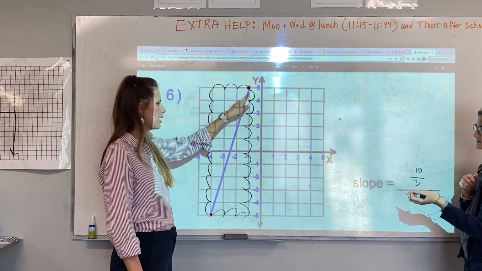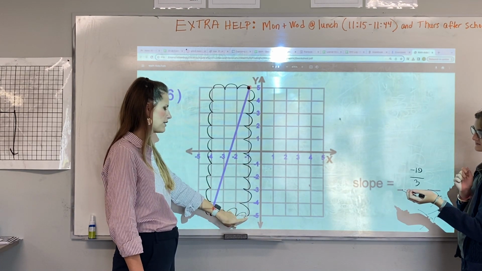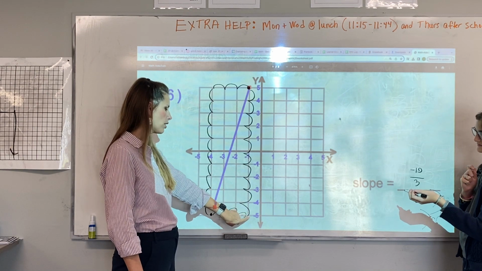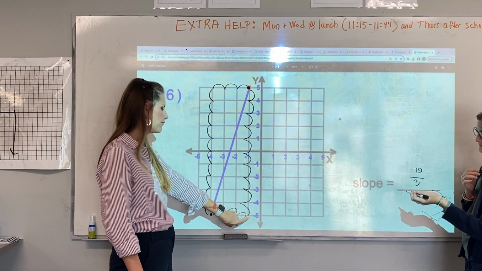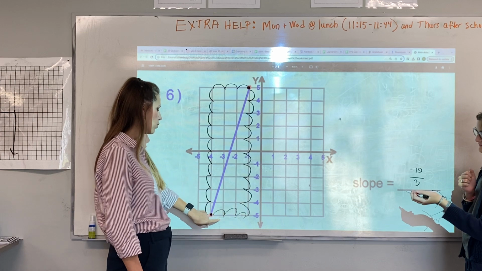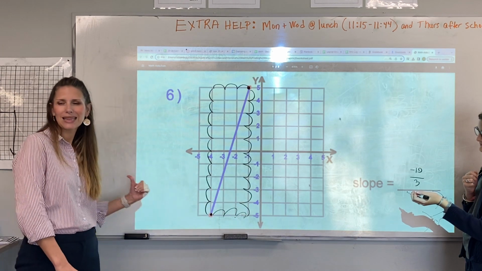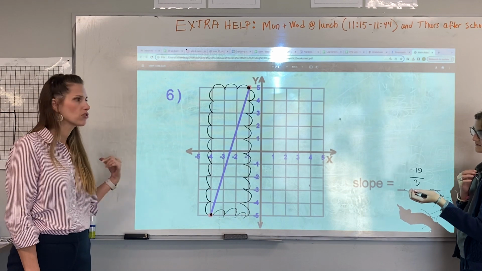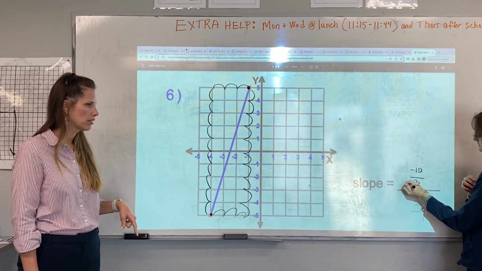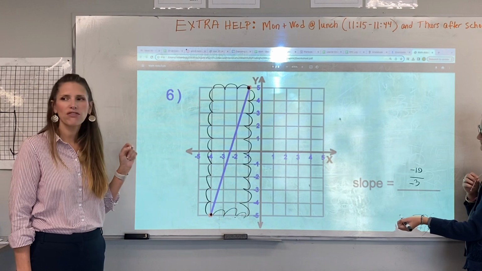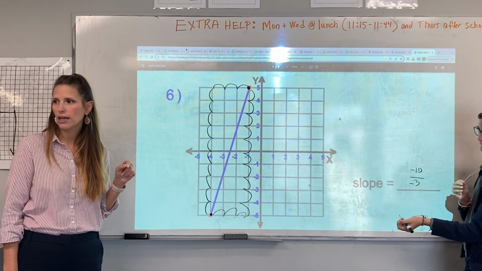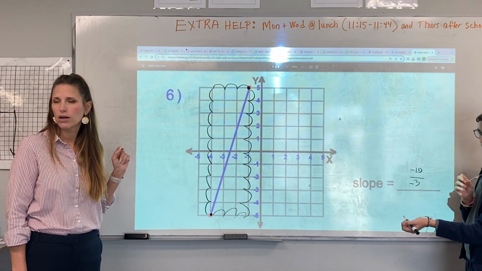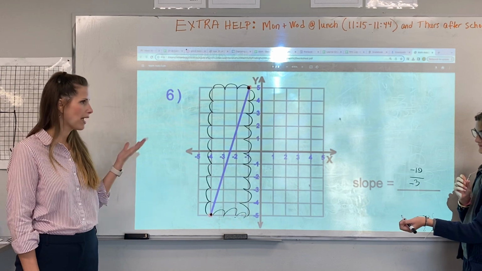But I just want to show you guys that you can count downward and get negative 10. Then once you're here, you can count to the left 3. 1, 2, 3. What would be left 3? Negative 3. So write a negative 3. Good. If we simplify negative 10 over negative 3, it would be positive. So it'd be back to 10 over 3.